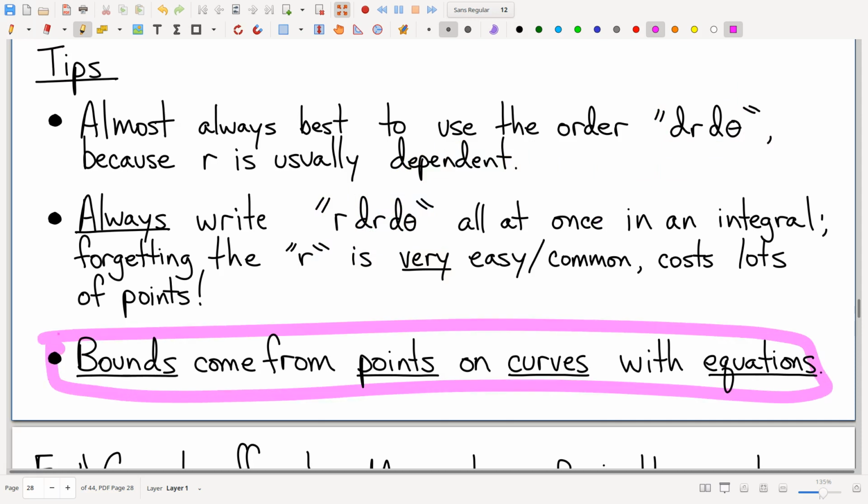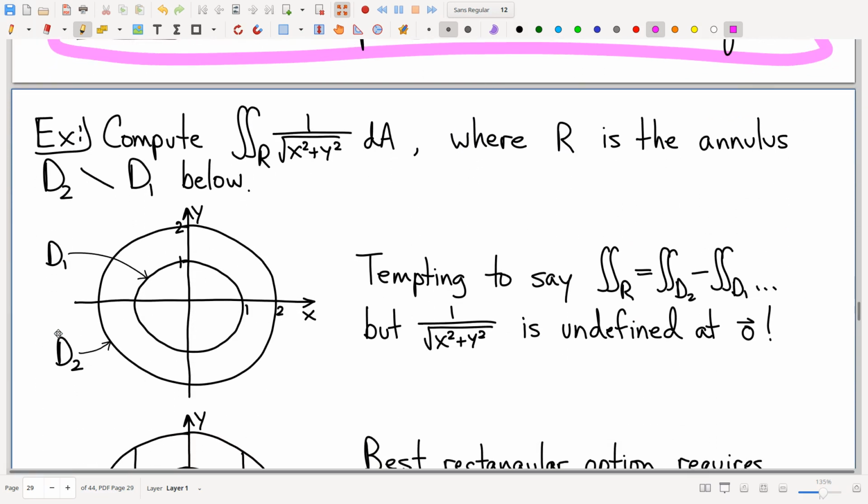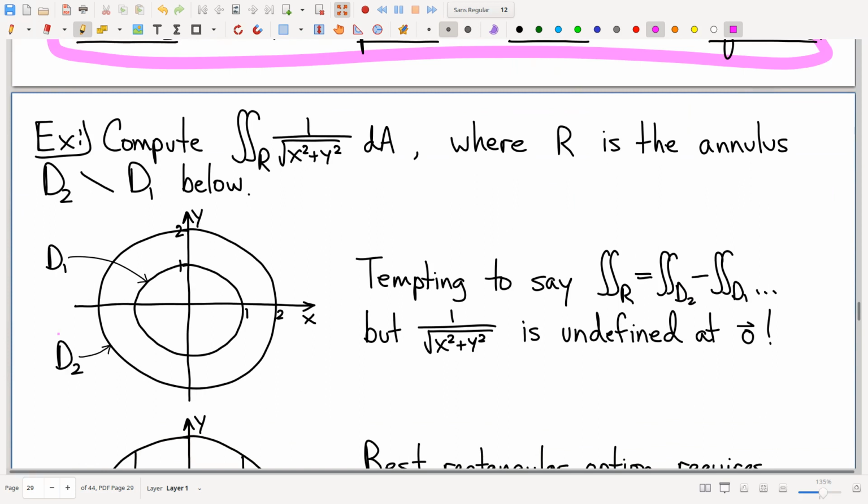And then, as usual, when you're trying to find your bounds, keep in mind that they come from understanding certain points that represent the starting and ending values of your slicing. Those points being on certain curves that have certain equations. Those equations are what you solve to get your bounds. It's just like every other slicing process we've ever come up with. Okay, so here's another example.